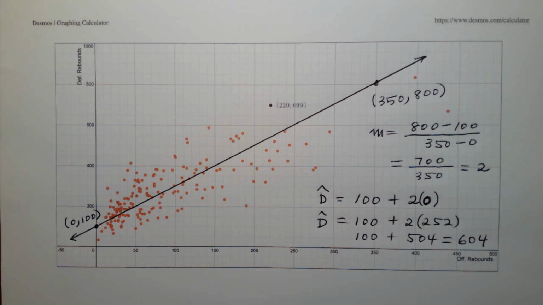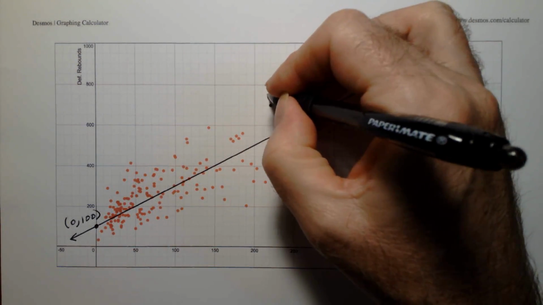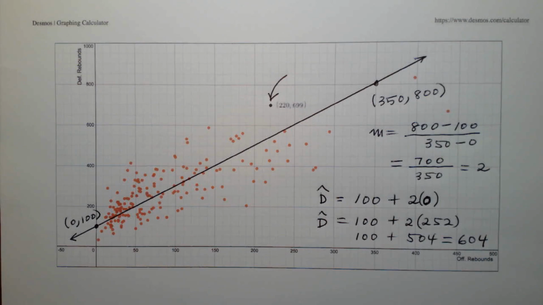One NBA player had 220 offensive rebounds and 699 defensive rebounds. What would your model predict for this player, and how far off is your prediction? Now, I've put that element here. That's that player right there, 220 offensive rebounds and 699 defensive rebounds. So I've indicated them there in a black dot as opposed to the red dots for all the other data. What would our model predict for that same number of offensive rebounds?